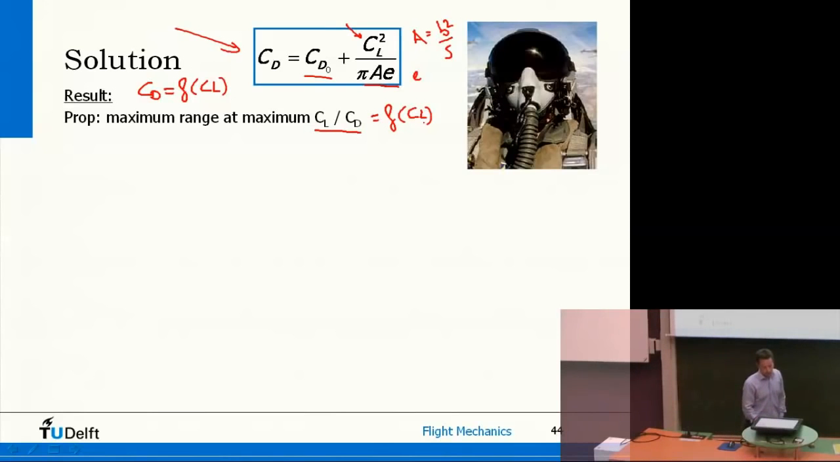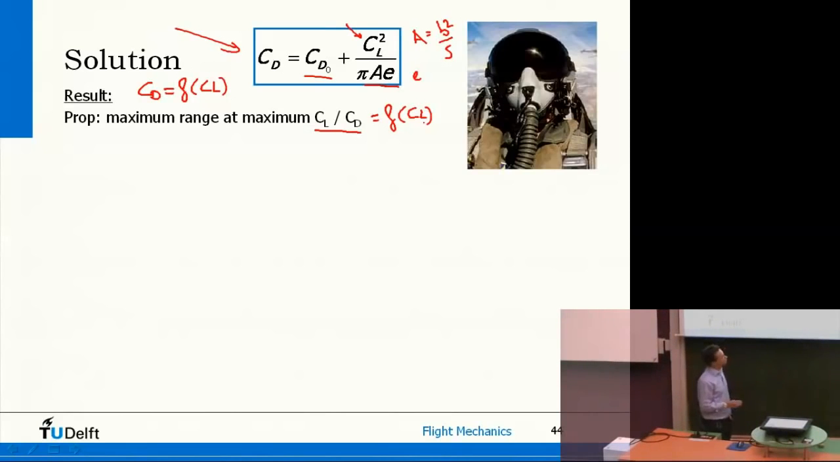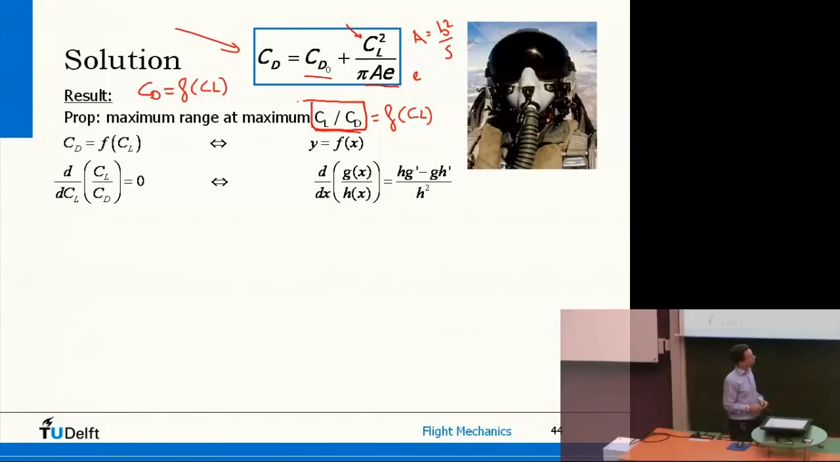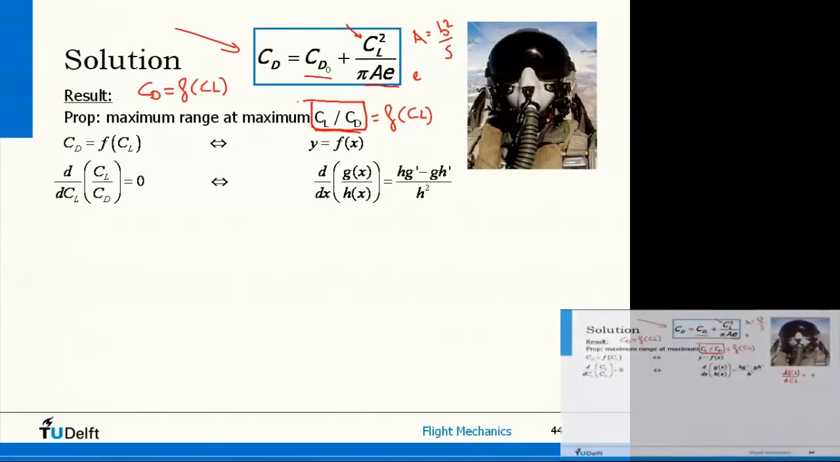And since it's a function of CL, if I want to take the derivative, I have to take the derivative to CL. So I'm taking the derivative of this whole thing, this CL over CD ratio, and I'm saying that's equal to 0. Now we have a CL and a CD, so what's important to note is that if you take the derivative of CL to CL, then that's of course 1.